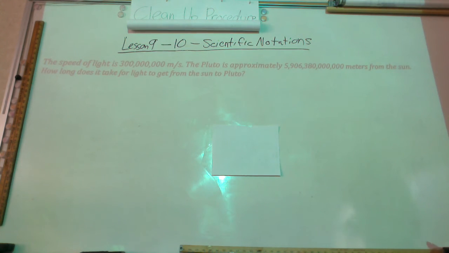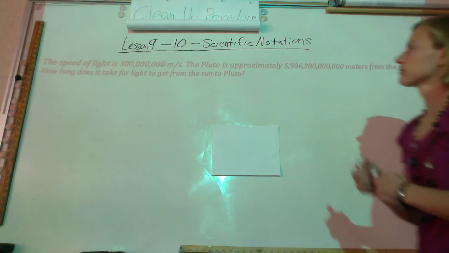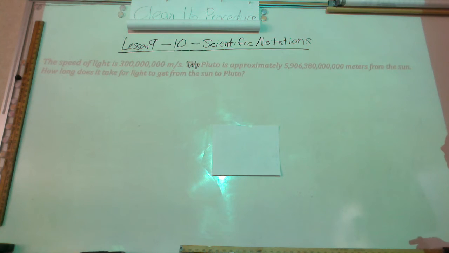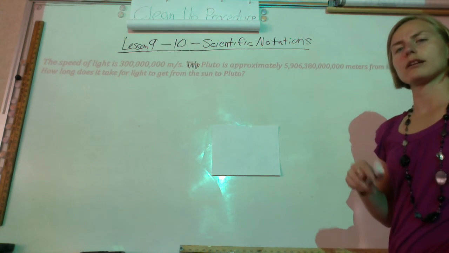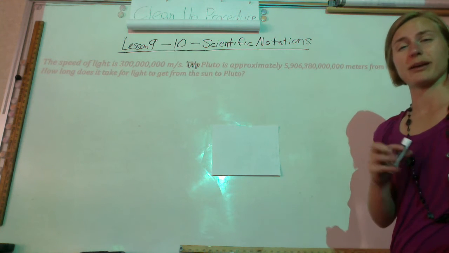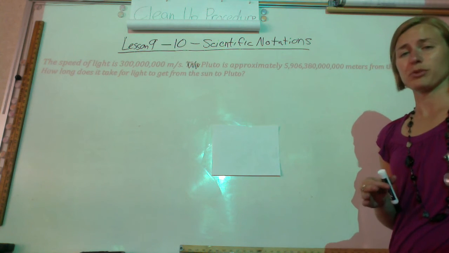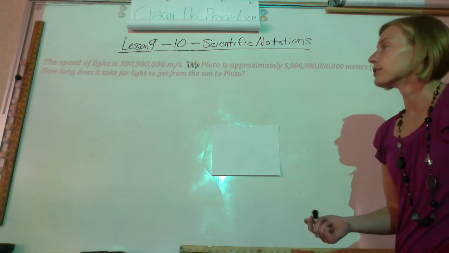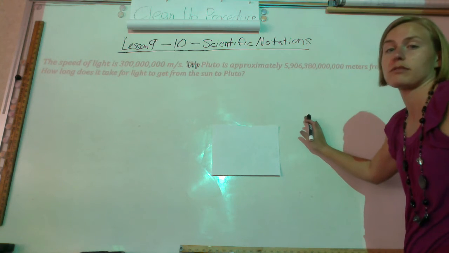The speed of light is 300 million meters per second. Pluto is approximately 5,906,380 million meters from the sun. How long does it take for light to get from the sun to Pluto? Now, I know most of you know how long it takes for light to get from the sun to us, and it's about 7, almost 8 minutes, which is a pretty long time considering we're the third planet, so we're pretty close compared to the other planets. So this is going to be interesting to compare to Pluto because it's the farthest one out.